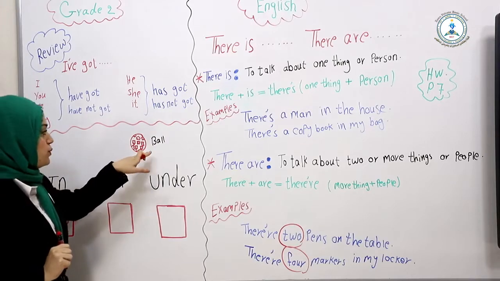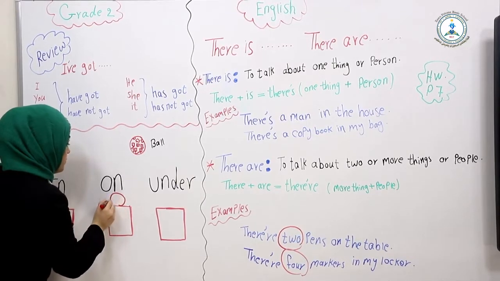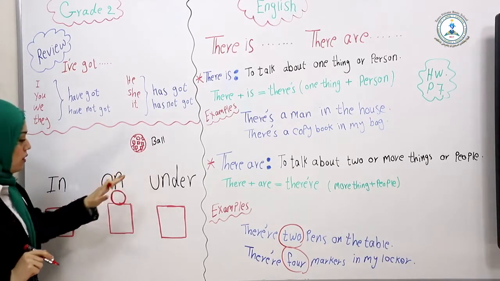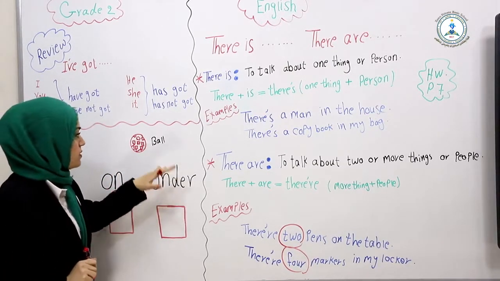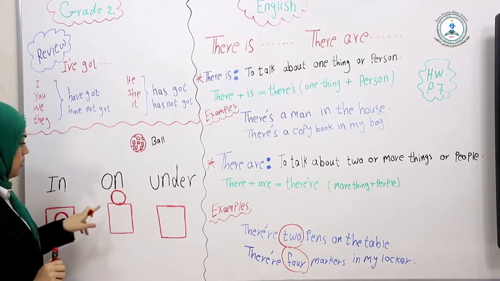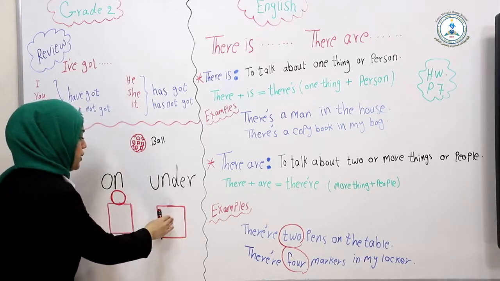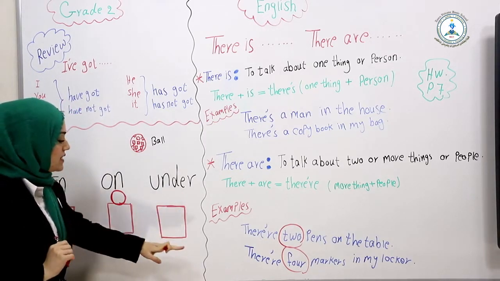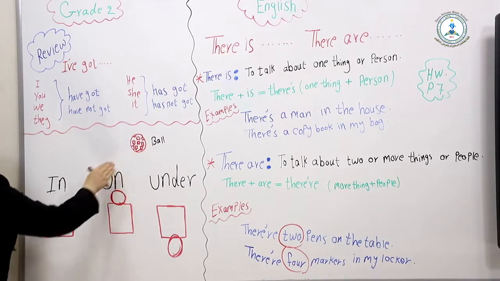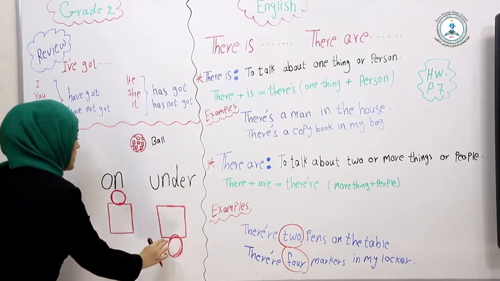Or if we want to put the ball on the box, what do we do? We put it here. So the ball in the box, the ball on the box, and we will put the ball under the box. Under the box. So now one of them is in and this one is on, and what do you think it should be? Under means below, so we put it here. So the ball in the box, the ball on the box, and the ball under the box.